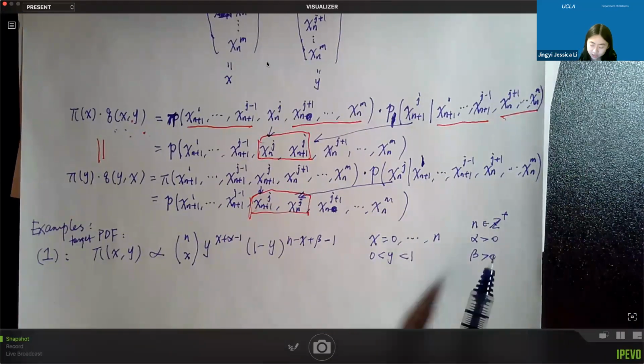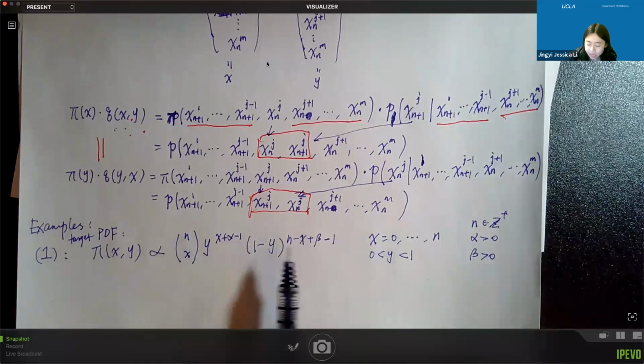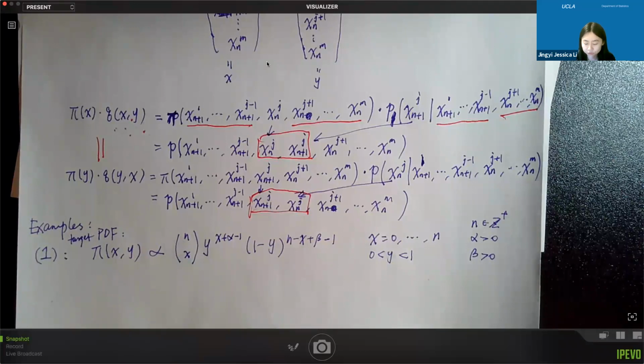So given these conditions on the 3 parameters n, alpha, and beta, and also the domain for our x and y, if I want to ask you to draw from this distribution, it's not so obvious. How would you sample from this distribution? It's not a common distribution. But if you are familiar with the binomial probability mass function and also the beta density function, then you can actually recognize this model. It has some similar form we have seen before.